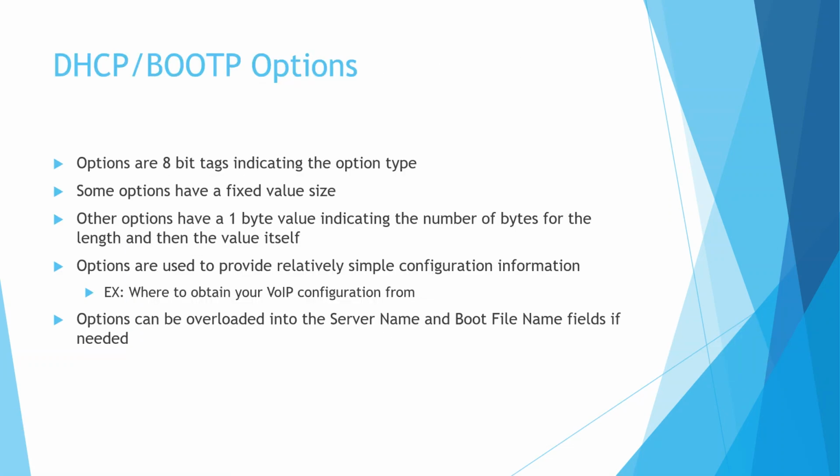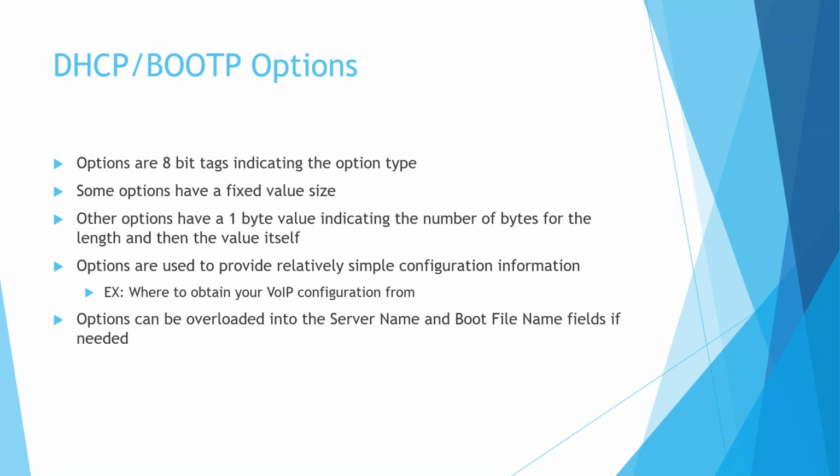So DHCP and BootP options. We're going to talk a little bit about these. Again, this is where DHCP gets its strength. Options are going to be 8-bit tags that indicate the option type. Some options are going to have a fixed size. Some are going to have a variable size. Some of them have a 1 byte value indicating the number of bytes for the length, and then the value itself. So there's going to be some variation on how the options are provided in the DHCP message itself.